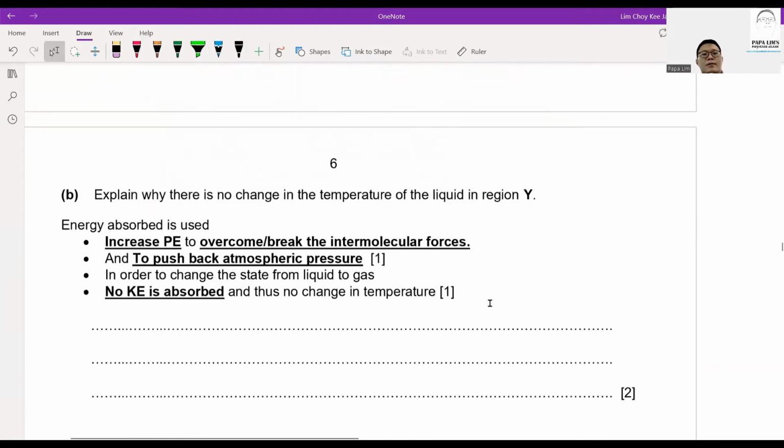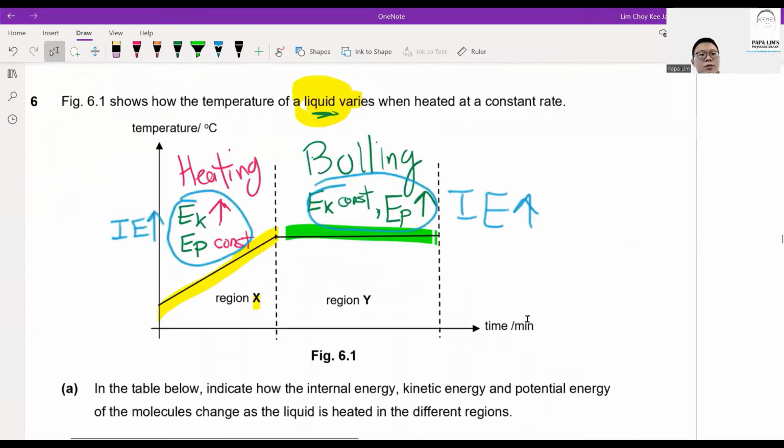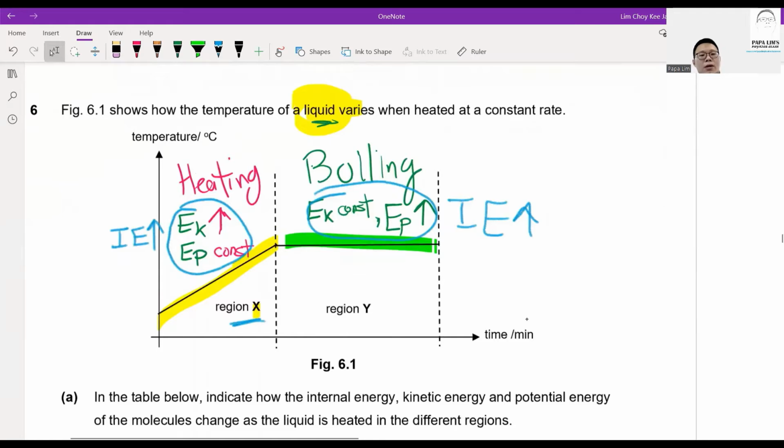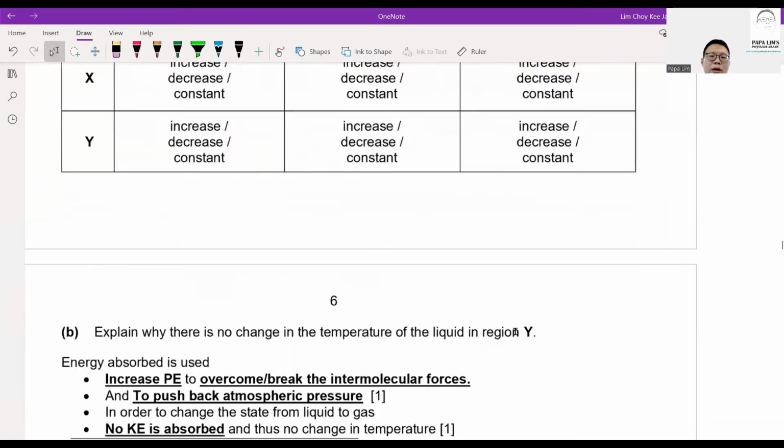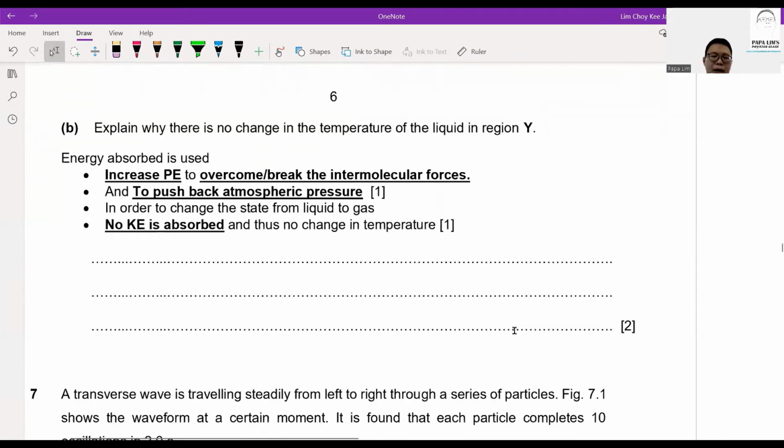Now for part B, the standard question when you talk about region Y: why no change in temperature in region Y? I would say the question is quite standard because for thermal property, the question they always ask is why there's no change in temperature during the heating phase, which is this particular region. Why does the temperature remain constant in this particular range? It is always quite standard, a hot favorite. So students, you have to be sure that you cover all bases before you go for your exam.